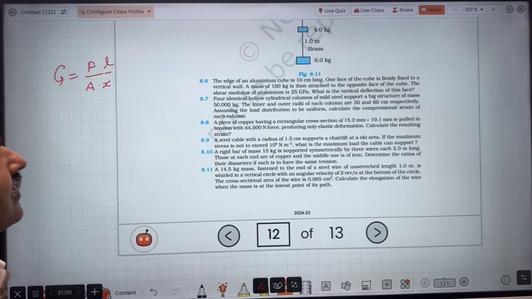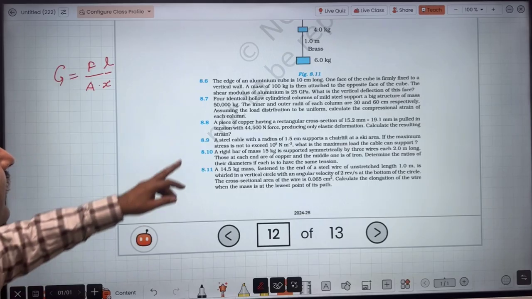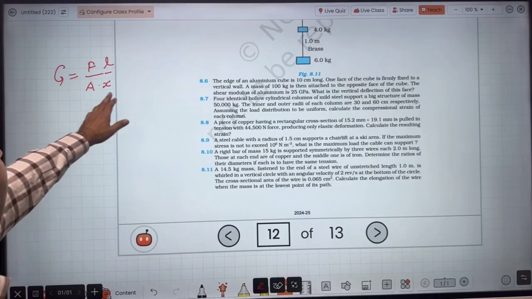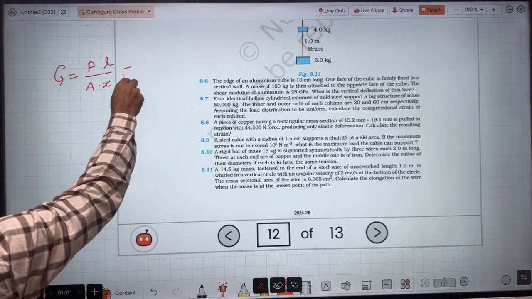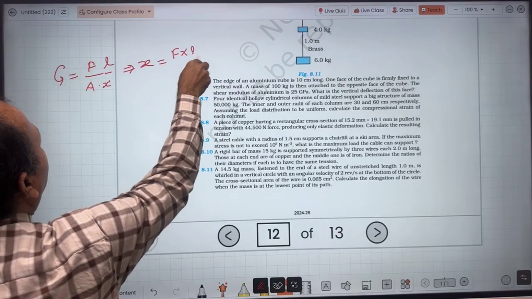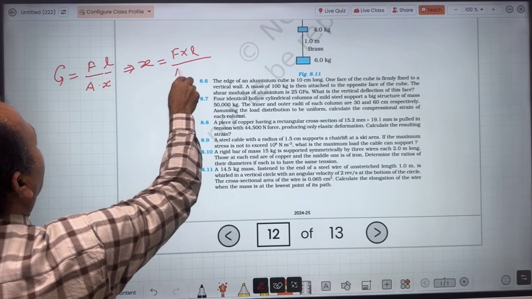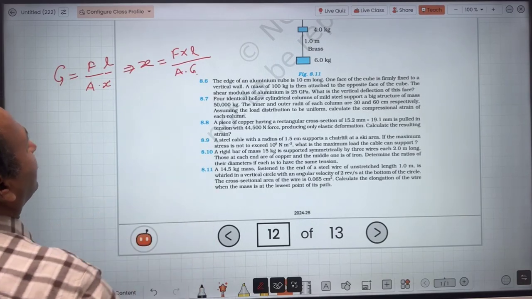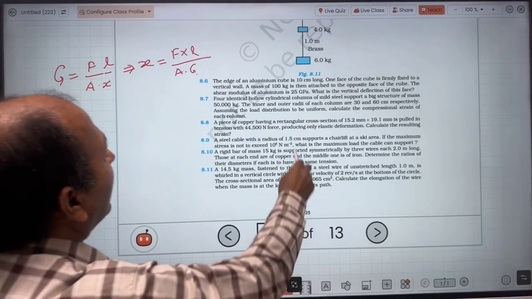So here in our question they are asking that you have to find out vertical deflection. It means you have to evaluate X. So X equals F into L divided by A into G. Up to here there is no problem.